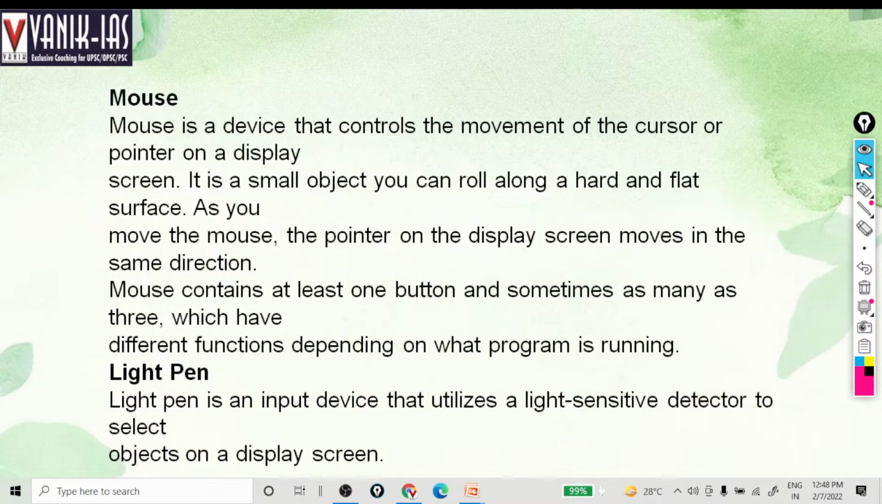Then light pen. A light pen is an input device that utilizes a light-sensitive detector to select objects on a display screen. For example, in my smart class we are using an electronic pen to write on the screen, right? On the display screen, that is called a light pen.